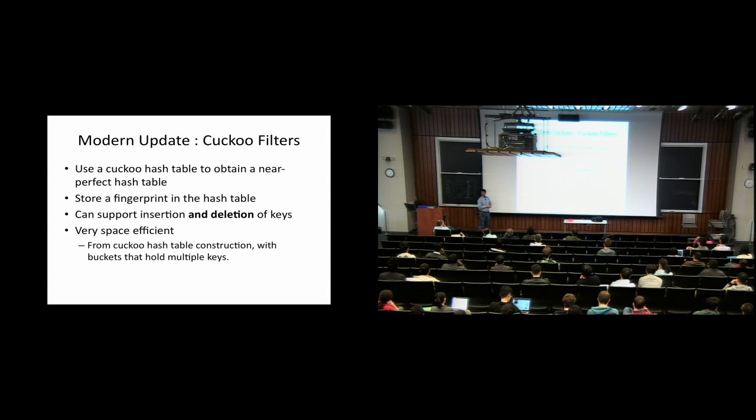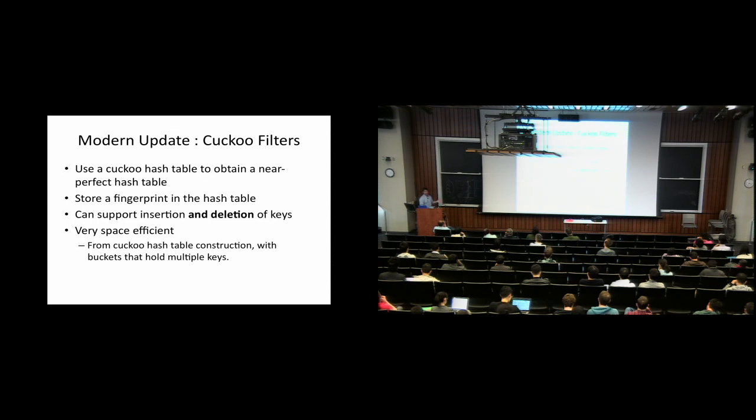We'll store a fingerprint of each item instead of the element itself. It turns out that this can also support insertion and deletion of keys, right? So insertion up to the load threshold, deletion just by removing the appropriate fingerprint. And while it's not a perfect hash table, so there's some additional overhead, it turns out to work very well. So the idea is I'm going to use some sort of Cuckoo hash table.